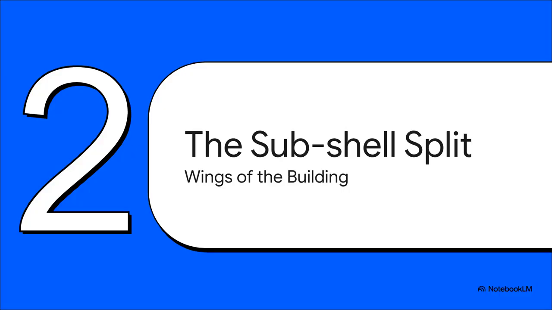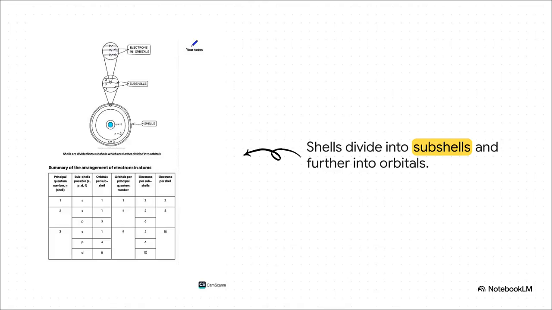Okay, moving to Section 2. The subshell split, wings of the building. So, a floor in a massive skyscraper isn't just one giant empty room, right? Let's zoom in and see how these principal shells are actually divided. This brilliantly illustrates this kind of Russian nesting doll concept we've got going on. Starting with the main shells at the bottom, if you pull out a section, it reveals they actually split into these smaller categories called subshells. And if you magnify those subshells even further, you find they contain the final specific locations, the orbitals.